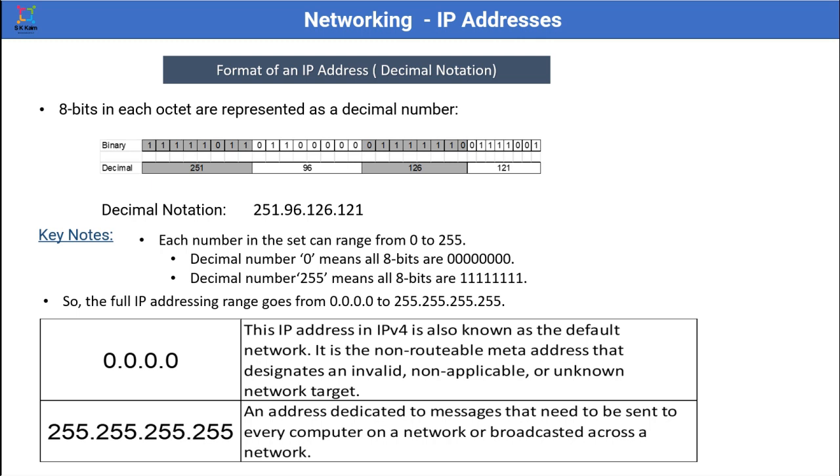IP addressing. The first IP address, which is 0.0.0.0, is known as the default net, and it is a non-routable IP address, which is designated as invalid and non-applicable. And the IP address 255.255.255.255, which is the last number in the IP address range, is used to broadcast the message.